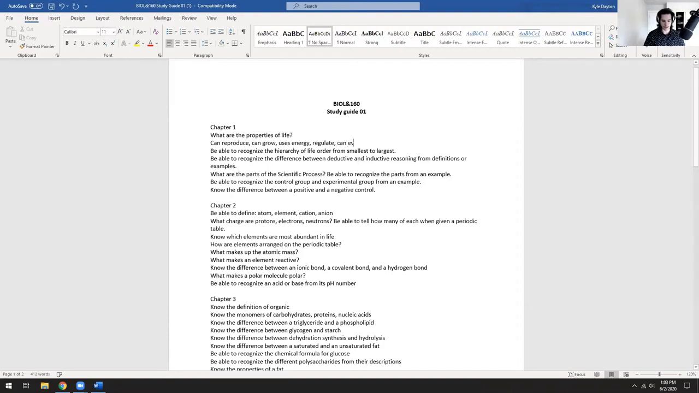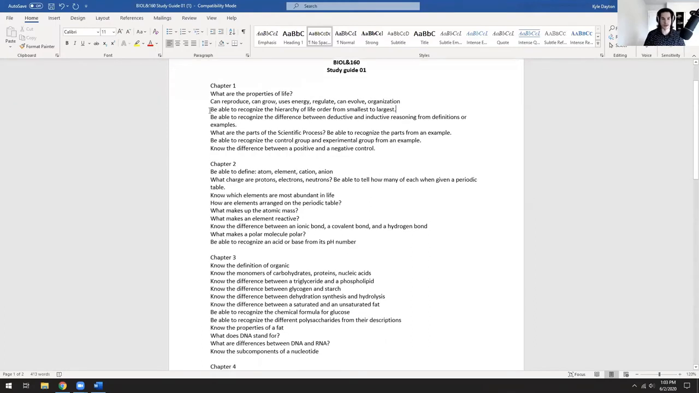can evolve. Now we've learned that individual organisms aren't necessarily going to evolve. The population of organisms will evolve. Organization. One general characteristic of living things is that they organize their internal environment in the presence of a chaotic external environment. Okay, we can move on from that.